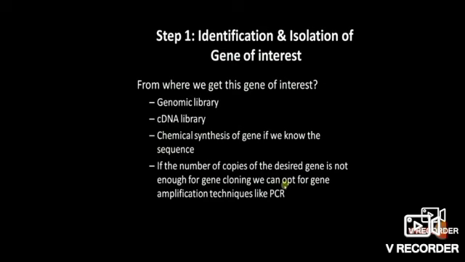If the number of copies of the desired gene is not enough for gene cloning, we can opt for gene amplification techniques like PCR, which is polymerase chain reaction. Through that method also you can get many copies of the desired gene. So like this we can get the gene of interest, identification and isolation of gene of interest.